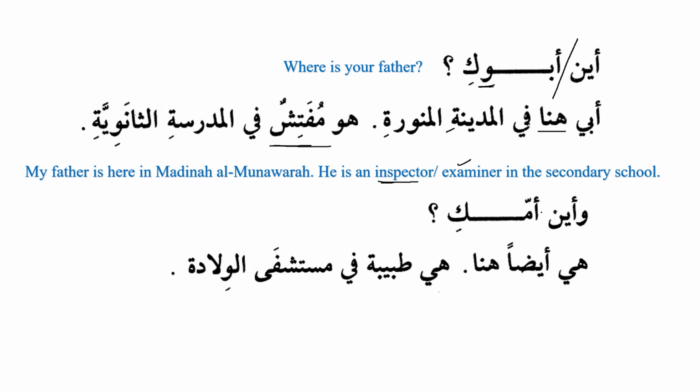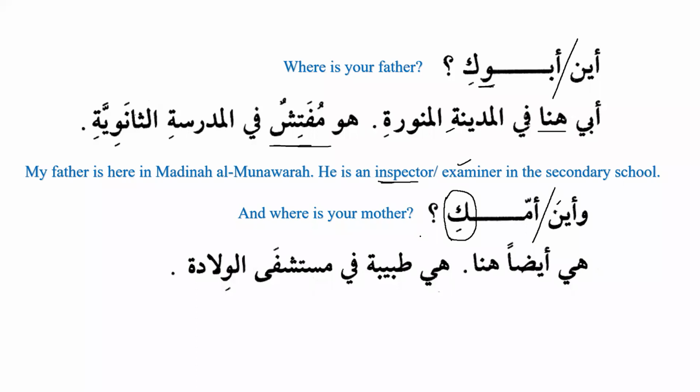Wa aina ummuki, and where is your mother? And now we can see that we have ki because it refers to the bint, and we know bint is feminine. That's why all the pronouns that we will use will be for the second person singular feminine. And where is your mother?